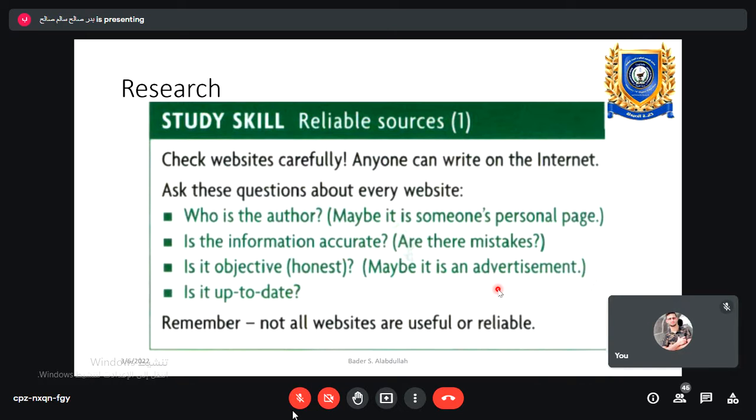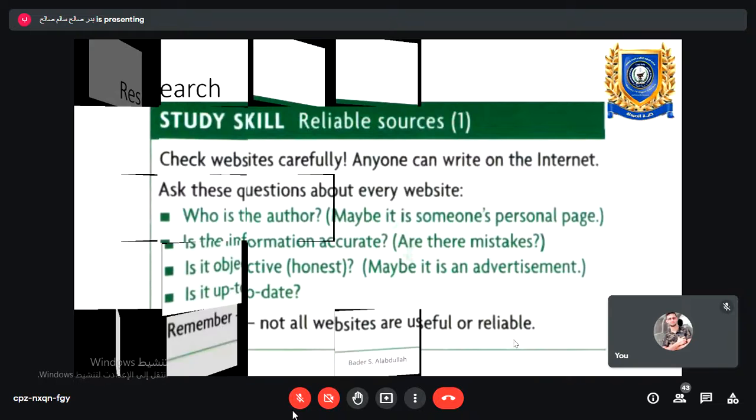Is it up to date? Because there is some old information out there. And as you know, especially in science, and you are students of science, you are pharmacy students, information gets updated regularly. From time to time, some information changes or gets updated. And remember, not all websites are useful or reliable. Some websites are useful, others are not.